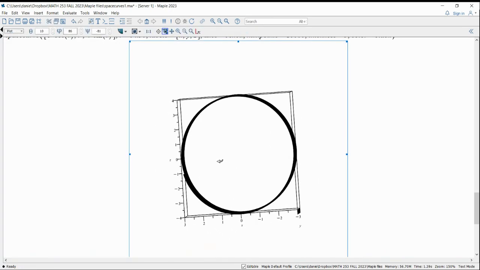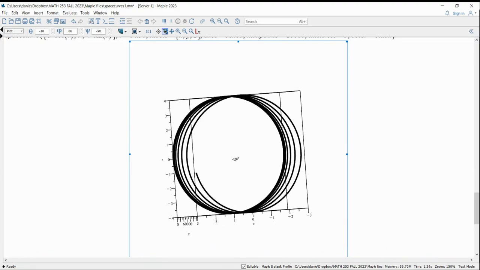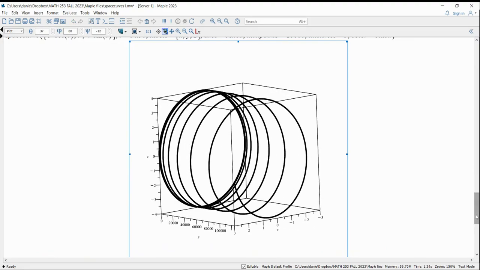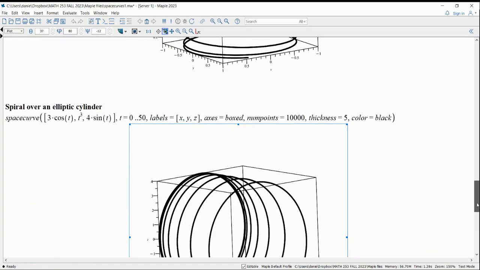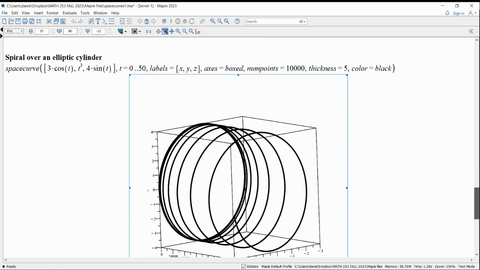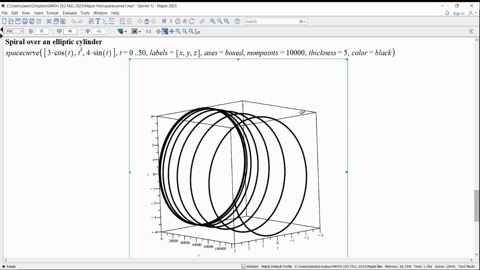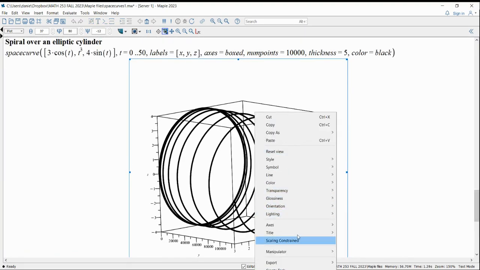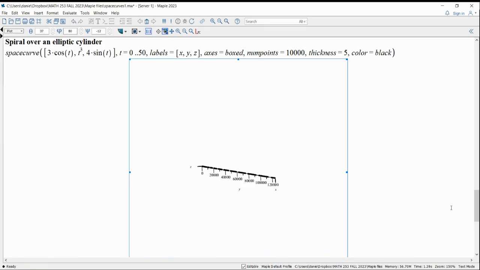And the misleading part is that if I look at it from the side, instead of seeing an ellipse, I actually see a circle, but it's really an ellipse. If you want to see exactly how it looks from both sides, at a scale, then you have to select the option scaling constraint. Now, the problem with this, of course, is that you have to play around with the function a little bit because everything can be so squished.